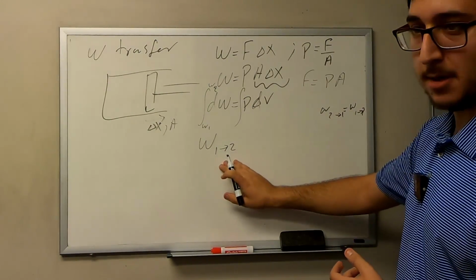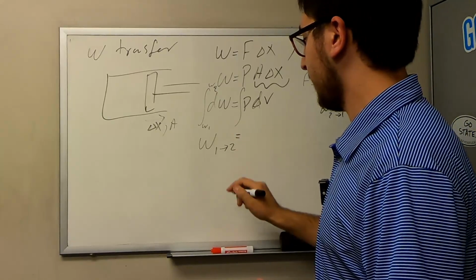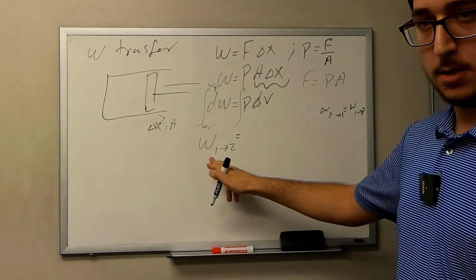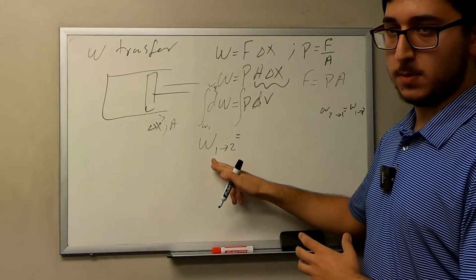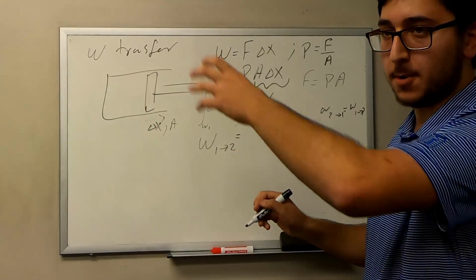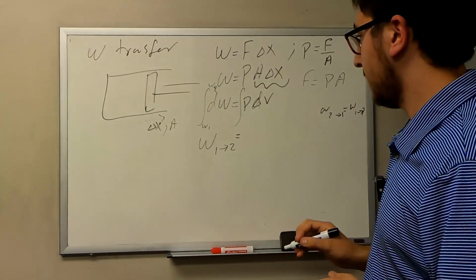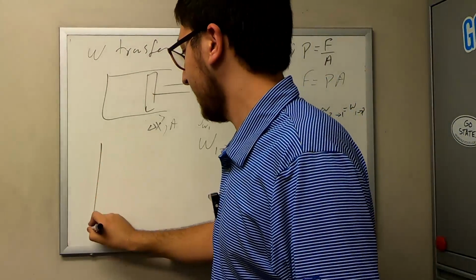So I just skipped that step. The notation here just means like W2 minus W1? This is work going from state 1 to 2. That's the process. Think of it like position 1, the work at position 1 to the work at position 2. So there would be some type of limits of integration here.